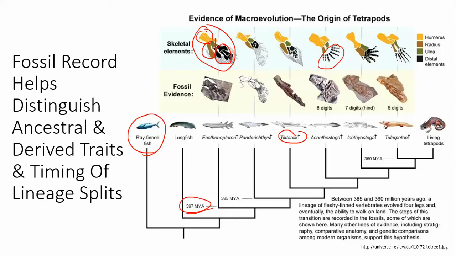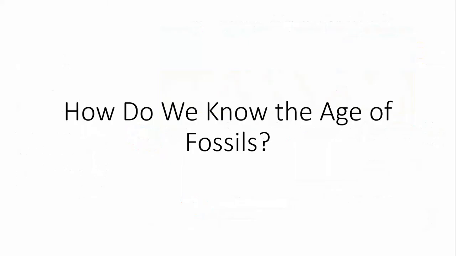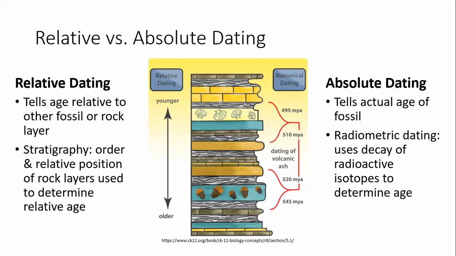So it looks like a lot of this evolution happened in less than 50 million years. How do we know, though, how old these fossils are, speaking of age? Well, there are two major ways that we can tell the age of a fossil: relative dating and absolute dating. And we're only going to talk about a specific example of one of each.